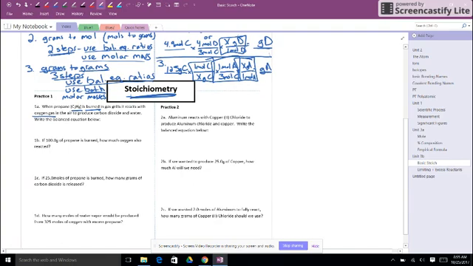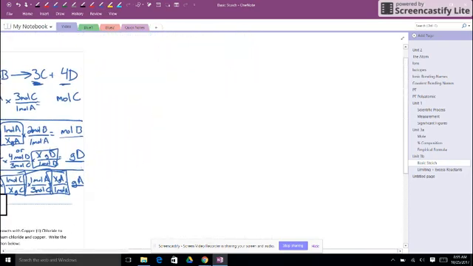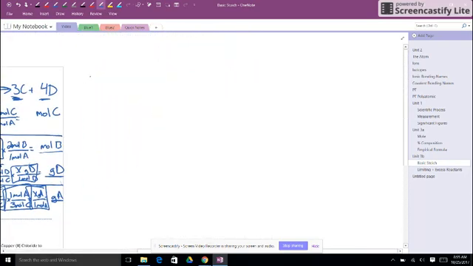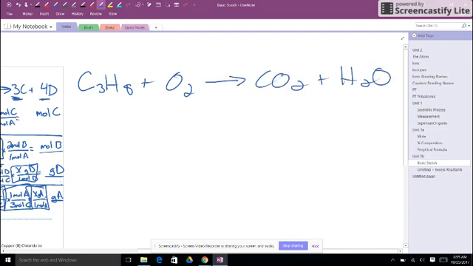When propane is burned in gas grills, it reacts with oxygen in the air to produce carbon dioxide and water. I hope we're starting to realize that when we have a hydrocarbon reacting with oxygen gas, we're always going to be making CO2 and water. So the most important thing is to balance this. We have 3 carbons on the left. Let's make sure we have 3 carbons on the right.